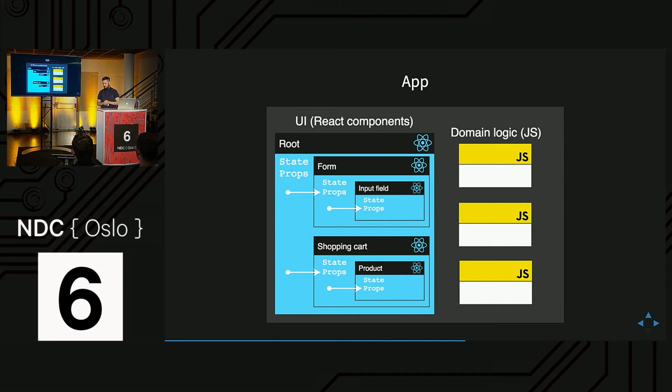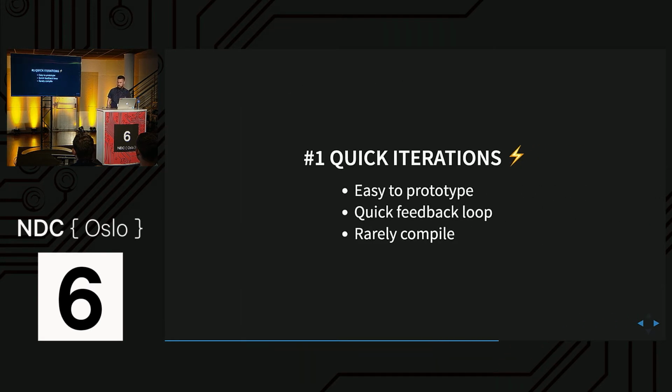So to get back to the points I made during the intro, why did we choose to go for React Native? And what are potential reasons for why you should choose it? I have a couple of key reasons. So first off, quick iterations. With React Native, it's easy to prototype a new app and then quickly iterate that app towards something that is production worthy. And you can do this because you rarely need to compile the app.